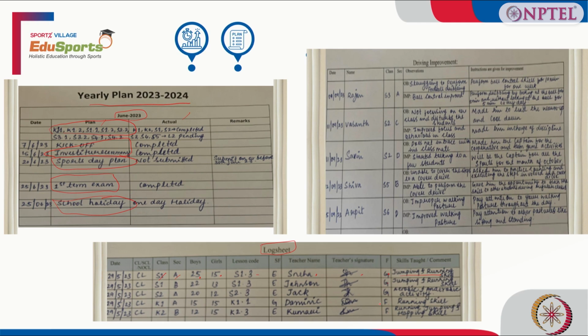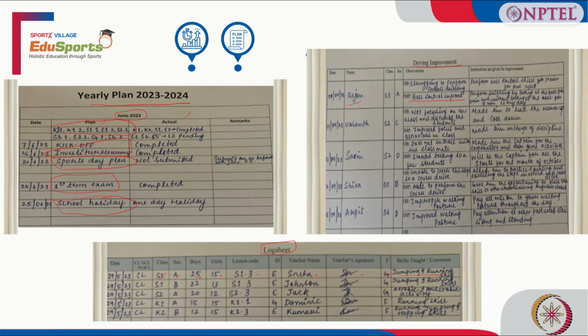Another example is on individualized goals and remedial measures. The title of this documentation is Driving Improvement, where you have the student name, what is the observation that you have seen. So, struggling to perform football dribbling, right? There is a remedial measure that the PE teacher has recommended for a certain period of time, and then there is a date of improvement to be documented.